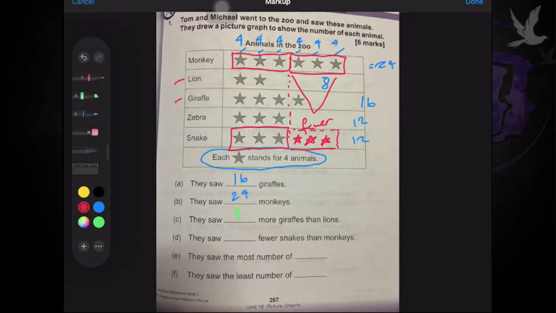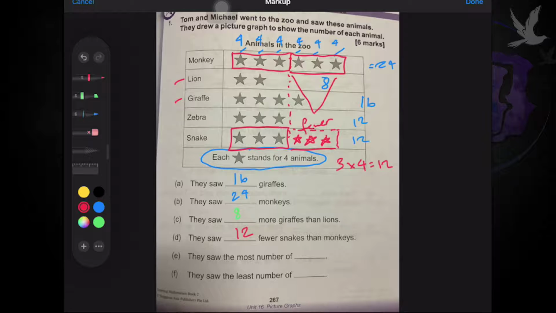It's okay. I don't mind if your star is not perfect, as long as it's there, it's fine. Okay? Anyway, real stars don't look like this naman. So anyway, going back, you have 3 fewer stars. So 3 multiplied by 4 will give you 12, which means there are 12 fewer snakes than monkeys.